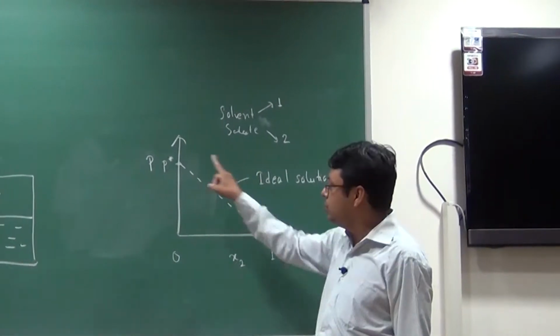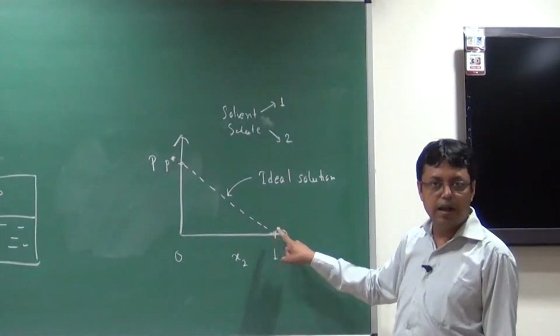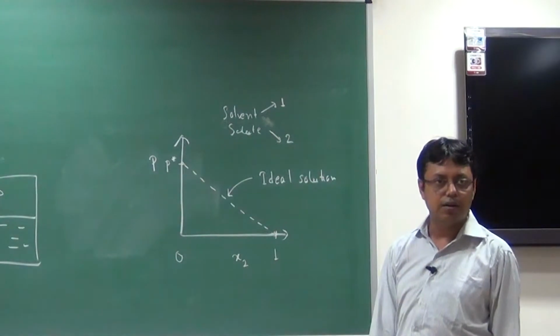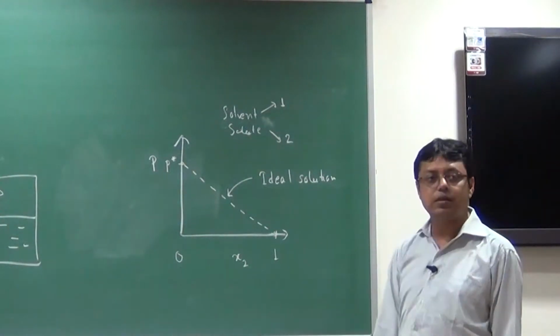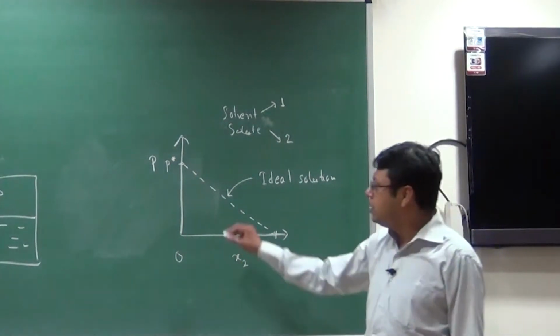So the ideal solution has 2 limits. One is the pure solvent limit, one is the pure solute limit, right? And in between it's the solution, where both are present. Clear? Now of course nothing will behave exactly like this. You will see deviations.